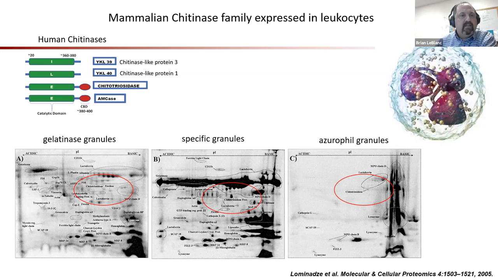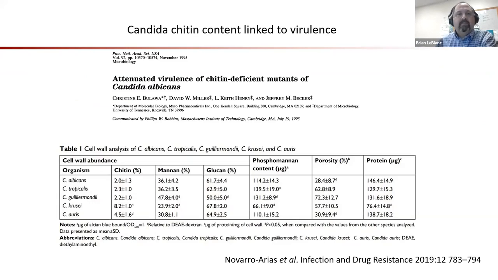And it seems to be important because chitotriosidase is present in all three granules of the neutrophil. And there seems to be a link between chitin and virulence. So if you basically modify chitin out of Candida, you attenuate its virulence. So there seems to be a link there. And when you look at the chitin content of different Candida subspecies, you see that some of the more infective Candida have higher chitin content.